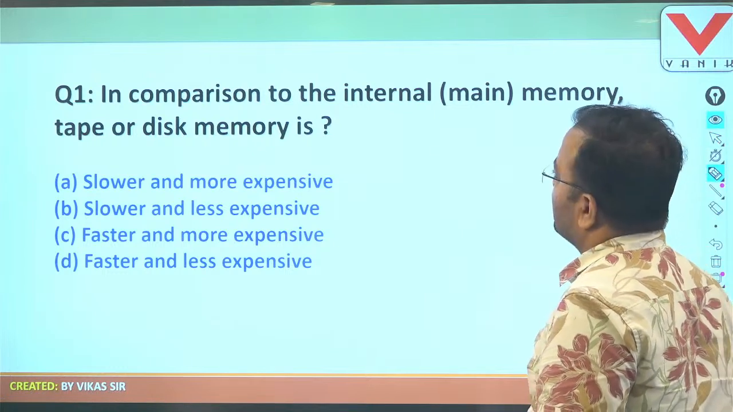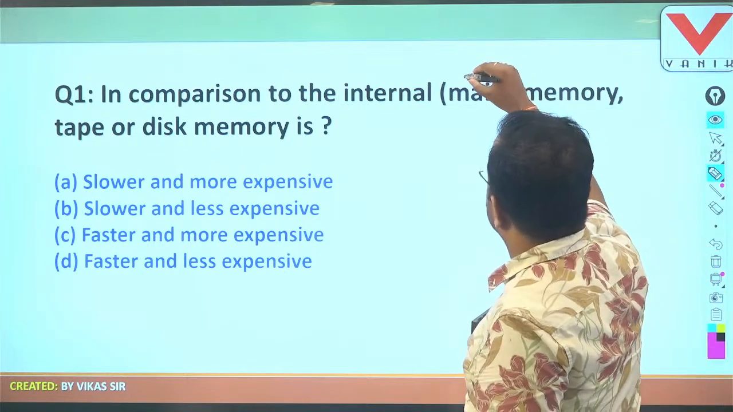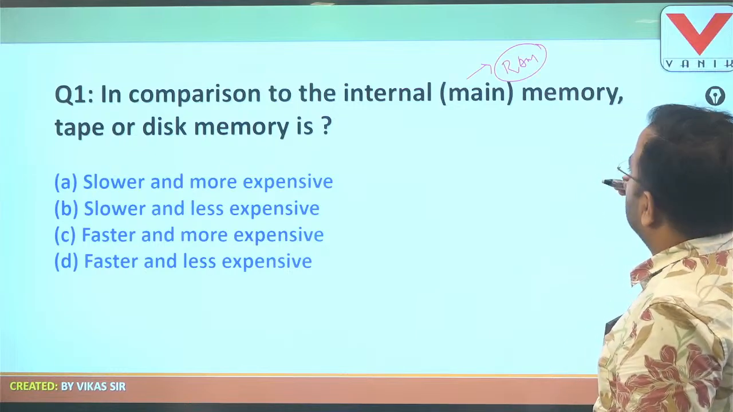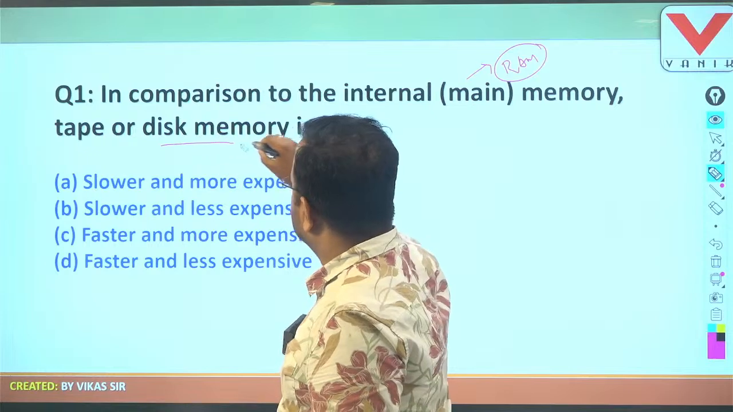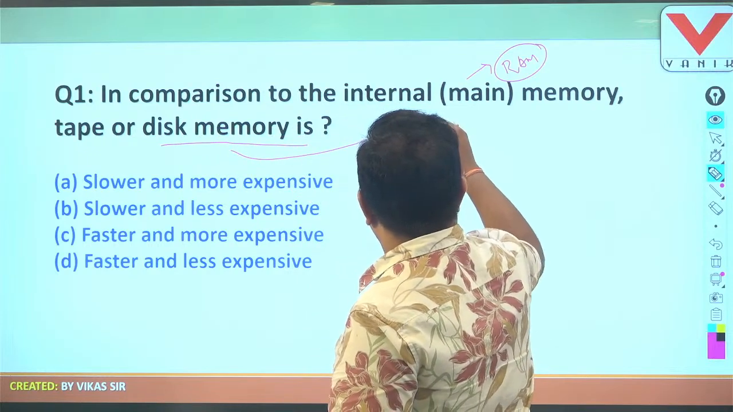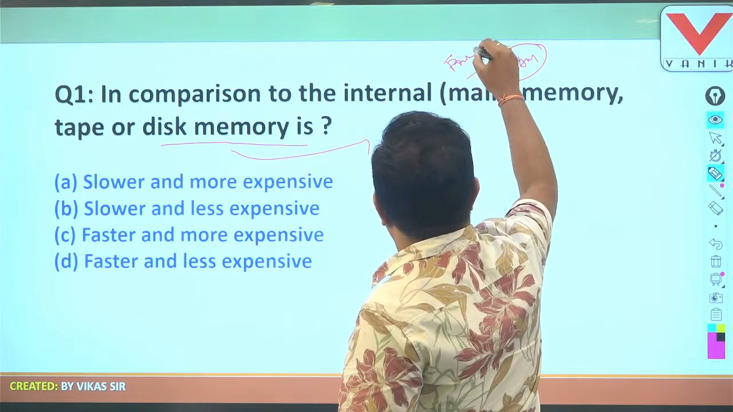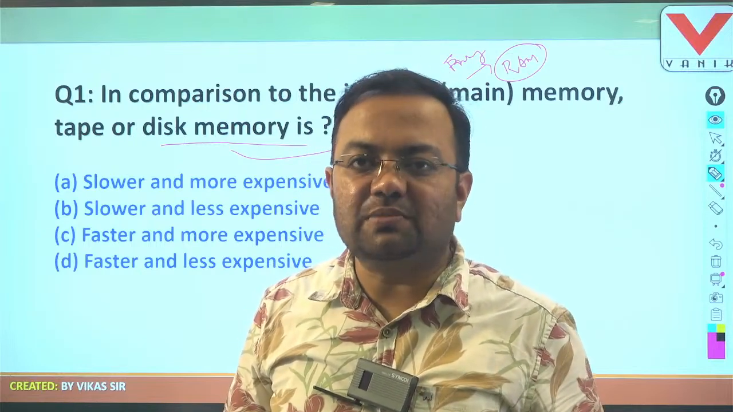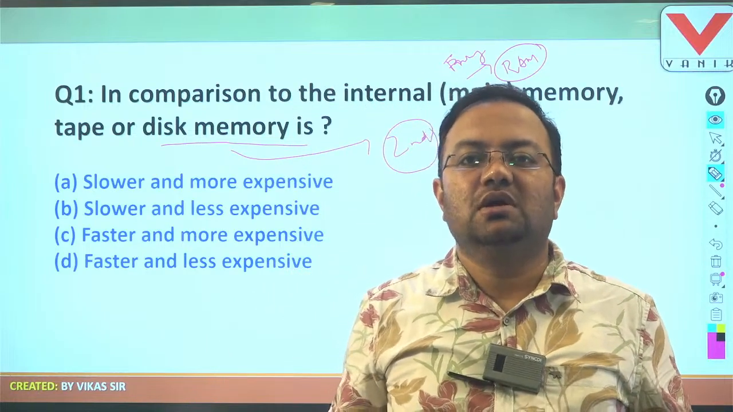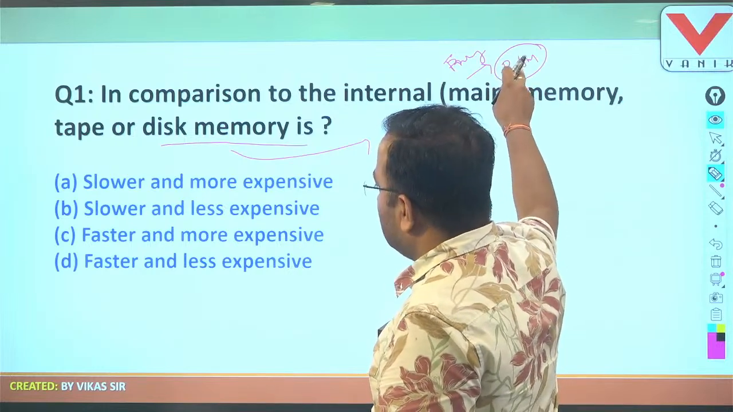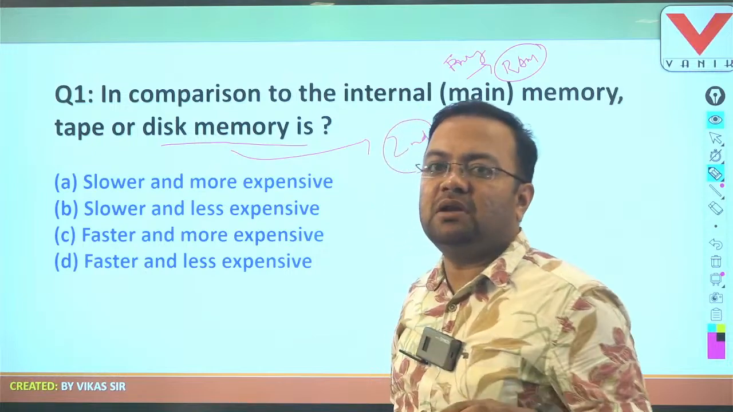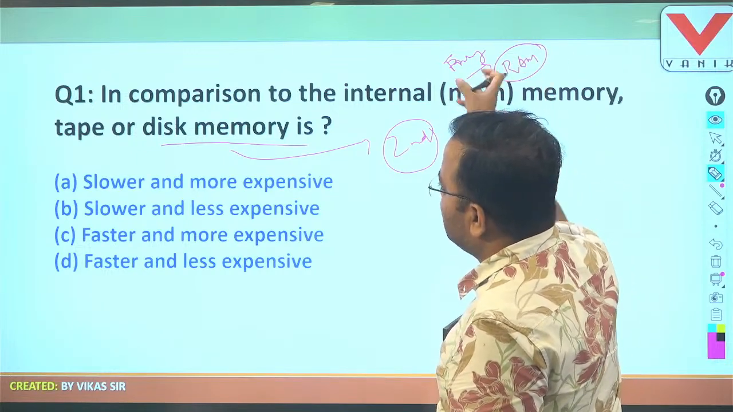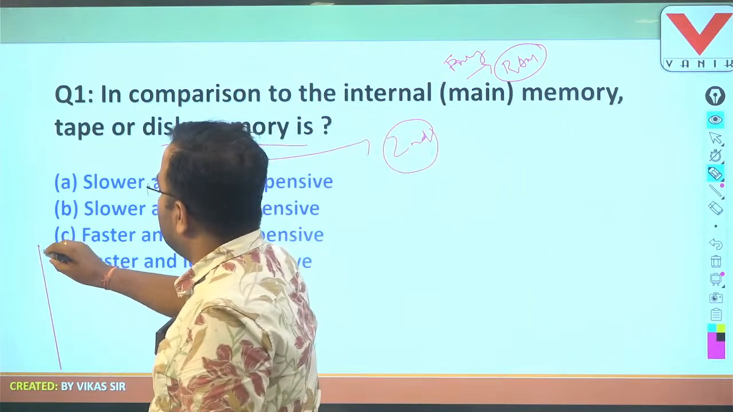So go to question number 1. In comparison to the internal main memory. So students, remember that internal main memory means only one memory is there, and that is RAM. In comparison to RAM memory, tape or disk memory is, so remember that tape or disk is secondary memory, and this is primary. Always remember that primary memories are faster in execution and with lower storage capacity, but secondary memories are slower in execution but higher storage capacity. So here we can say RAM is faster and more expensive because primary memory is costly in comparison to secondary storage. So the internal memory RAM is faster because it is primary memory, it is faster than secondary memory and expensive. So question number 1 answer is C.